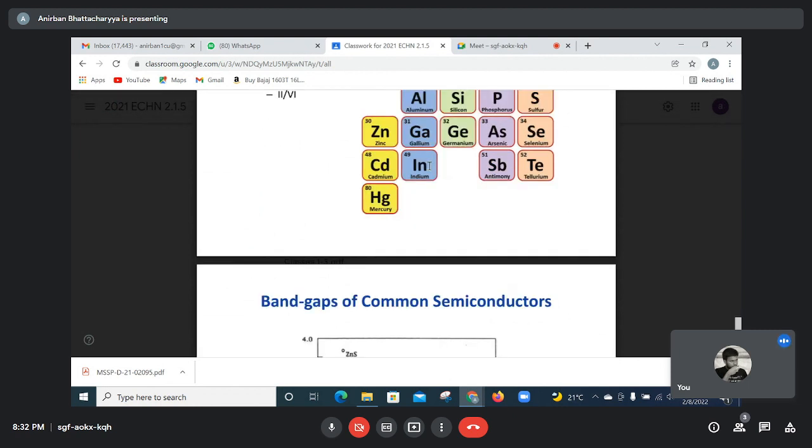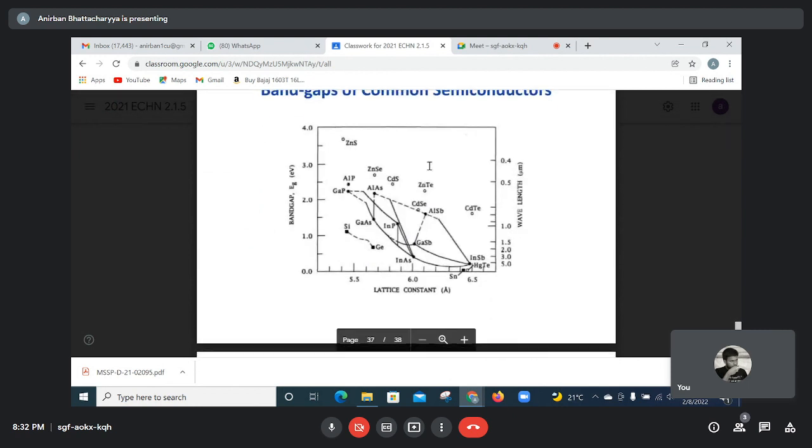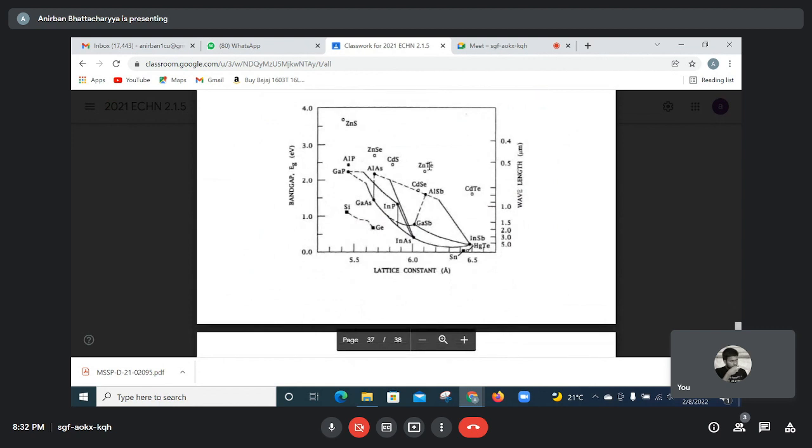And then you have this important picture where we have placed all the semiconductors on the same graph in which we talk about band gap and lattice constant. I want you to go and find gallium arsenide. Can you find indium arsenide?